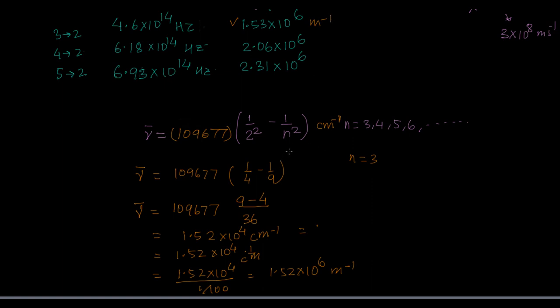There they are taking lambda in centimeters, 1 upon lambda. This is nothing but 1 upon lambda, and they have taken lambda in centimeters. That's why it is coming as per centimeter. I'm taking this per meter. So he was proved correct, at least for the first one. Let us check it for the second one.